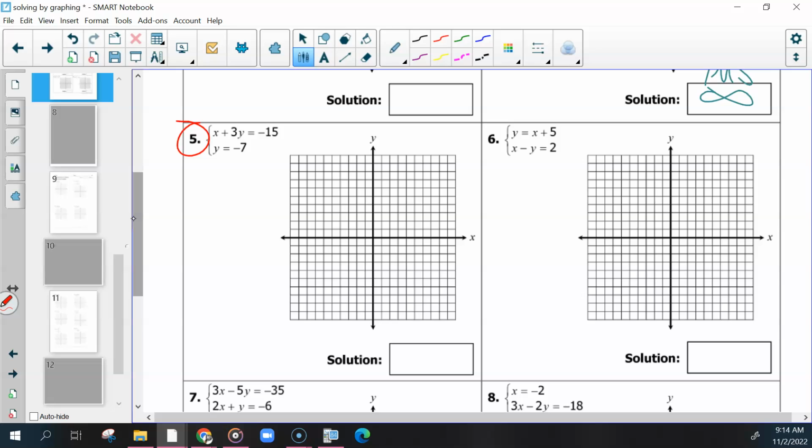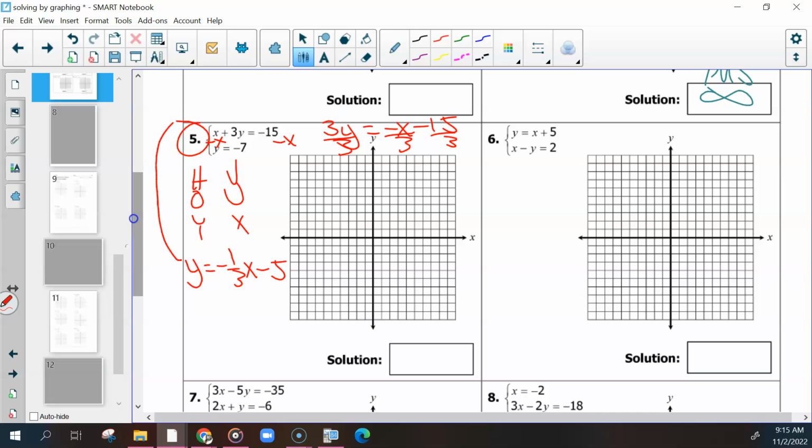So one of two things. Here we have just a y equals. So our horizontal line is coming back. It's really not going away for a while. And then we also have an equation we have to solve. So we would need to subtract x on both sides. And divide everything by 3. So y equals -1/3 x minus 5 is that other equation.